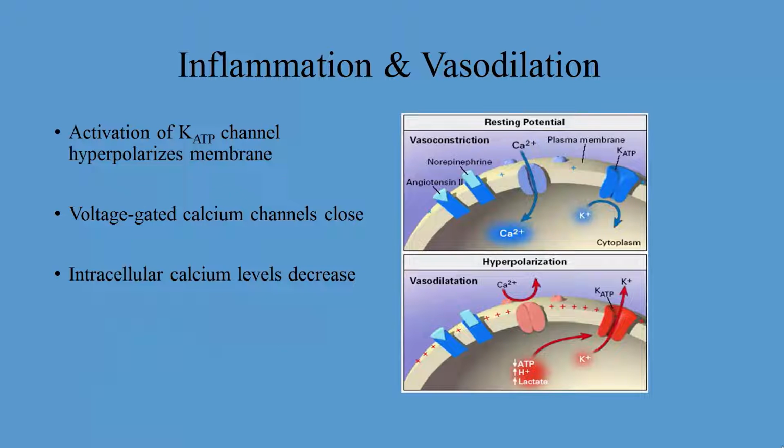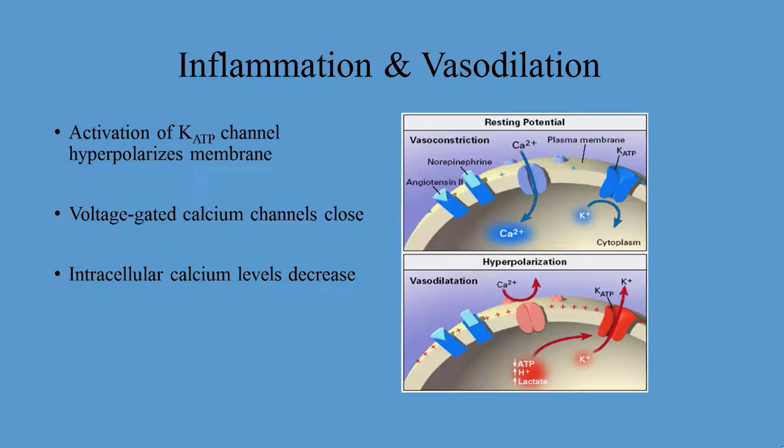So a little bit more about inflammation and vasodilation. In addition to nitric oxide, there's something else going on here. One is that you get the activation of a potassium ATP channel. In the normal state this channel is typically closed, and in the pro-inflammatory state, it gets stuck open. And so potassium leaks out of the cell, which alters the transmembrane potential. And when the transmembrane potential changes, then these voltage-gated calcium channels close and intracellular calcium levels will decrease.